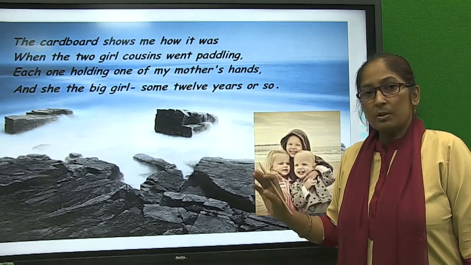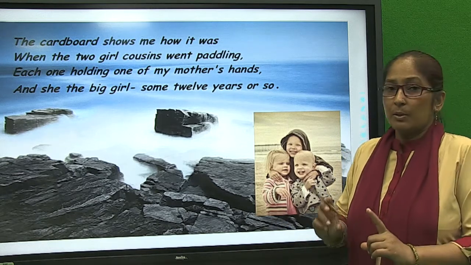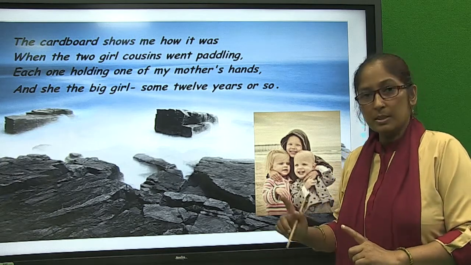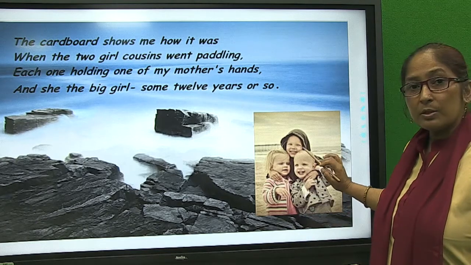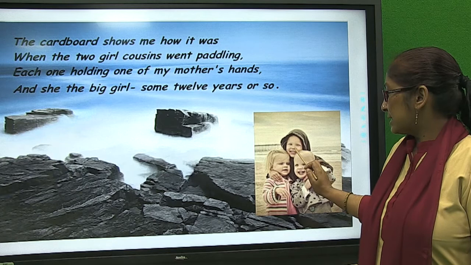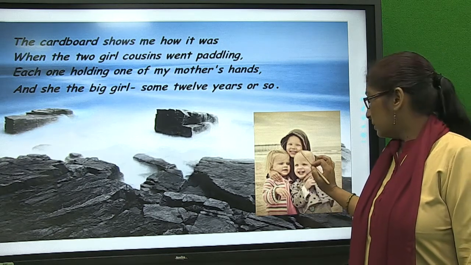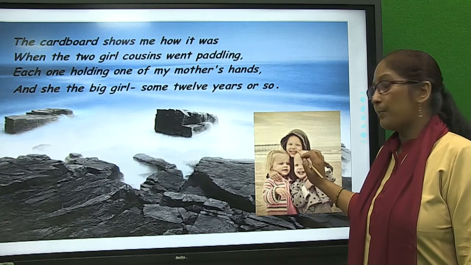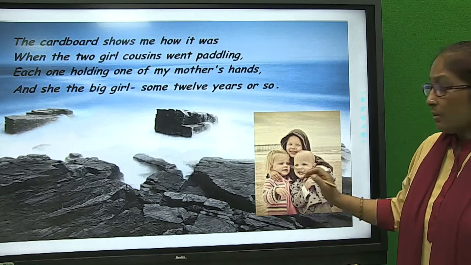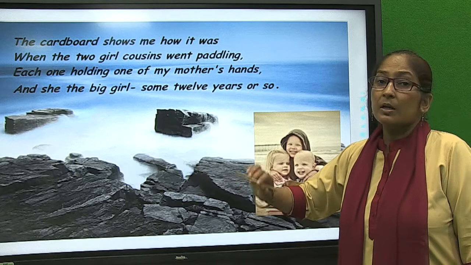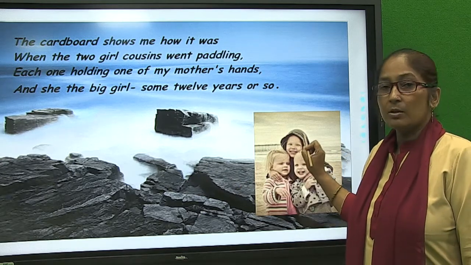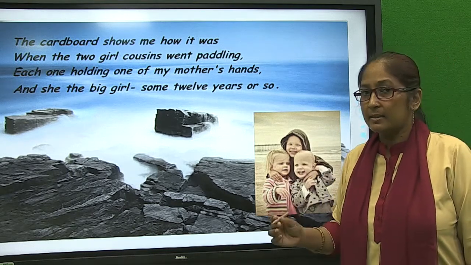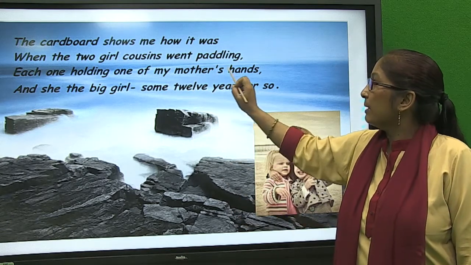So this photograph is not of the poet. This photograph is about the poet's mother and the mother's two cousins. You can see the photograph. In this photograph there is an eldest girl who is the poet's mother, not the poet, and these two girls are the cousins of the poet's mother. So they went paddling, and because the mother of the poet was eldest and these two girls were younger than her, that's why they were holding one of my mother's hands.